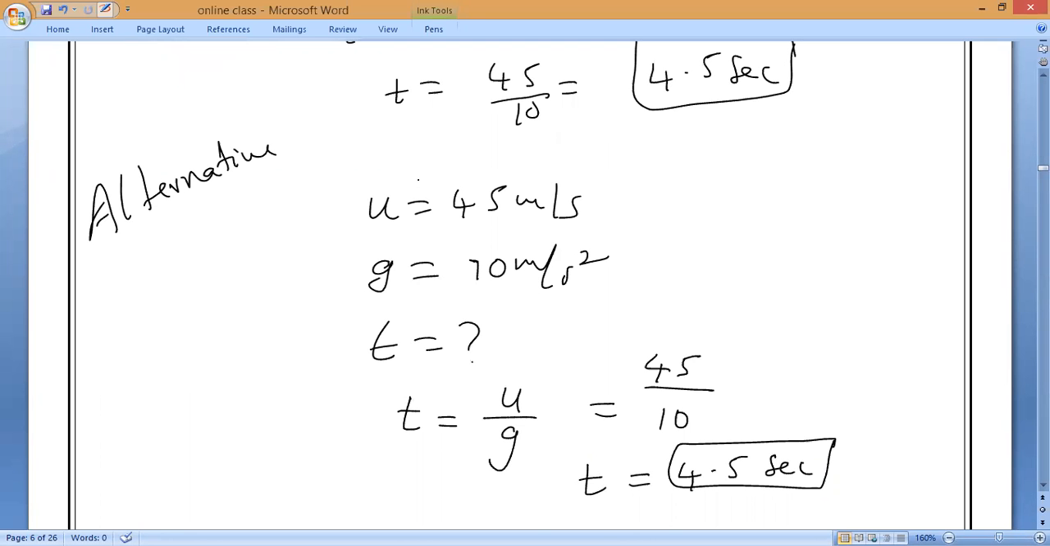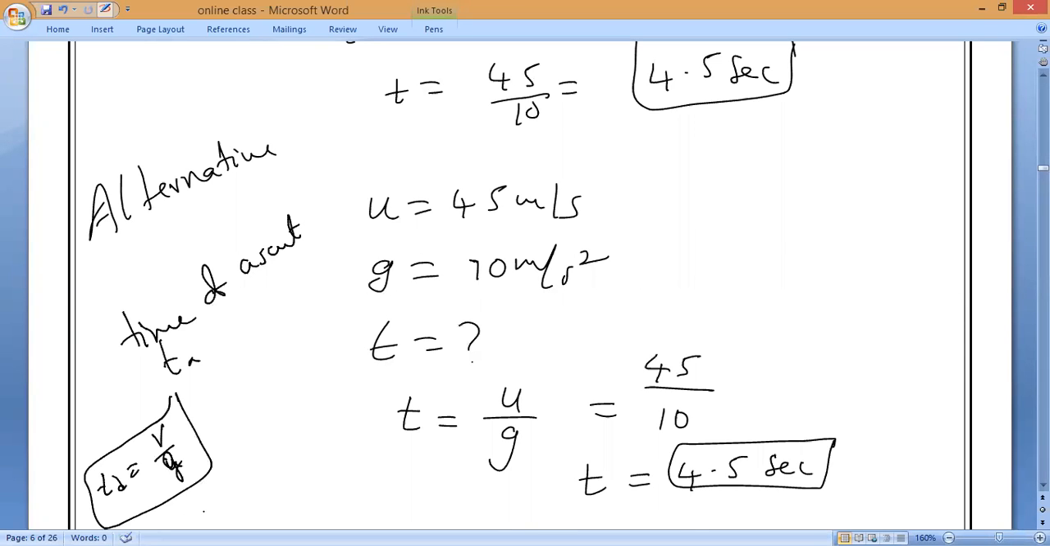Have you understood the importance of this? Thrown upward, is it time of ascent or time of descent? Time of ascent. Now, for time of descent, what is the formula? Final velocity by G, that is what you have to remember. But if it is time of flight, the formula is 2U by G. Time of flight means going time as well as coming time, so the final velocity and initial velocity become equal, hence 2U by G. Please remember the formulas. Understood, everyone?